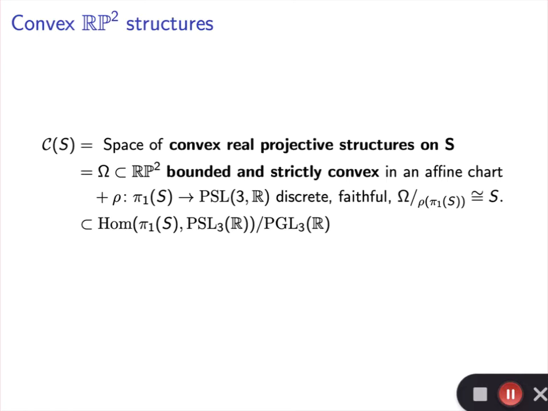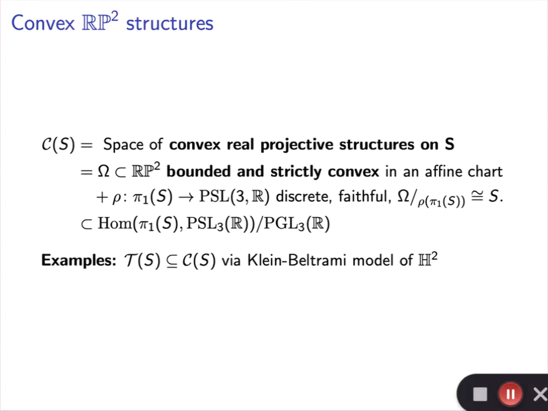is the surface. And we can identify the space of convex real projective structures with a subset of a bigger character variety. So now instead of PSL2R, we're using PSL3R, which is the group of projective transformations. And again, this is a proper generalization of Teichmüller space, because if we look at the Klein-Beltrami model of H2, Teichmüller space sits naturally inside the space of convex RP2 structures, but the space of convex RP2 structures is larger. For instance, Goldman proved that this space is a vector space of dimension 16g minus 16.